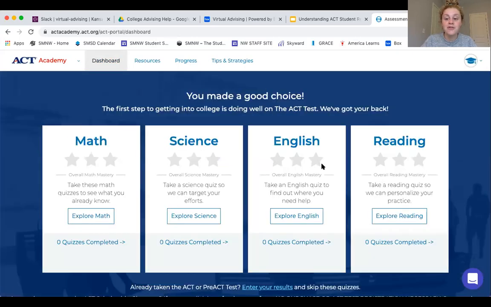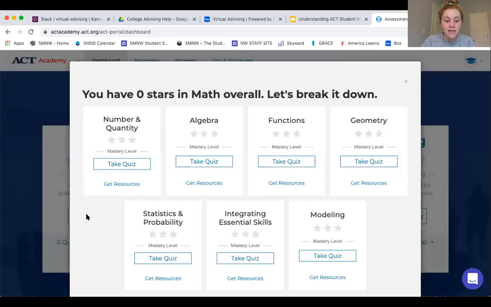And here you will see the categories of the ACT that you just read about in your score report. So we see math, science, English, and reading. And if you remember the section that we just looked at in detail, we know that there were some math questions we wanted to study more about. So you can hit explore math. And remember that statistics and probability was that subsection that we wanted to spend some more time on.